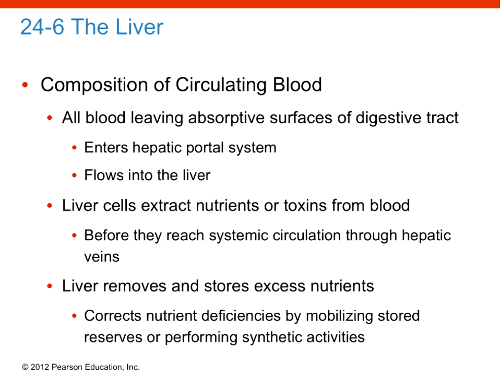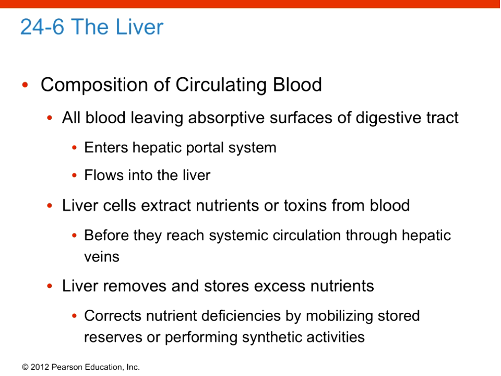So now that we have all of those, the pancreatic juice is going to come through the pancreas and into the duodenum in the very first part of the small intestine. So another accessory organ outside of the large intestine is the liver. All blood leaving the absorptive surfaces of the digestive tract enter into the hepatic portal system, and that flows right into the liver. The liver cell's primary job is to extract nutrients or toxins from the blood before they get to the systemic circulation through those hepatic veins.